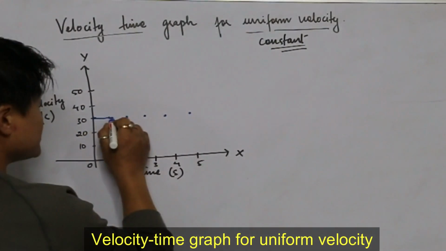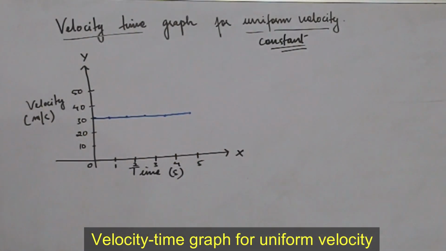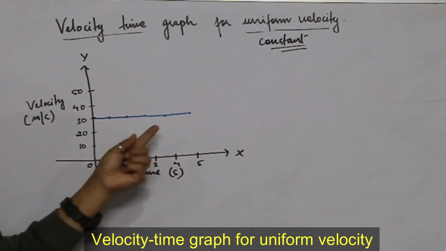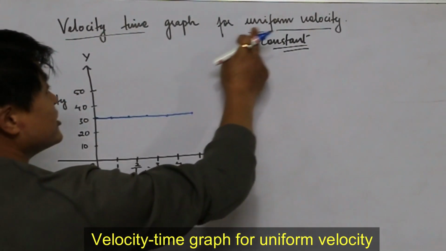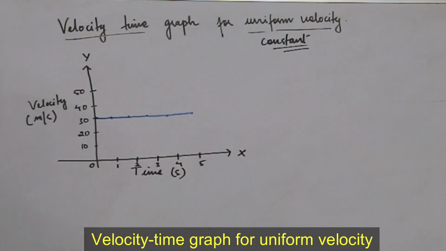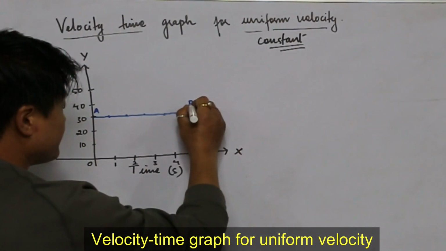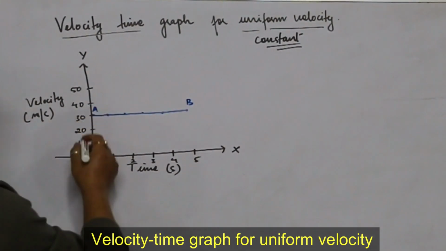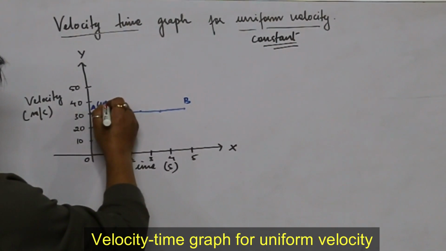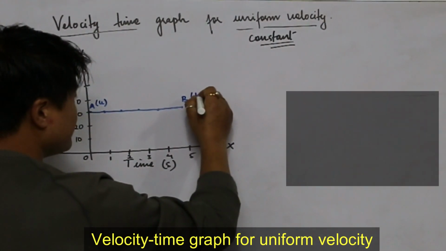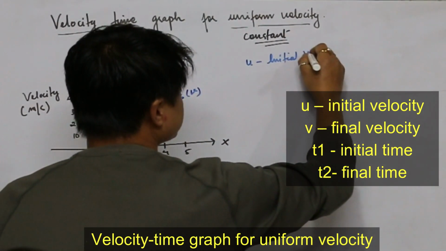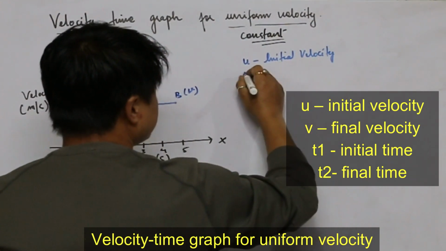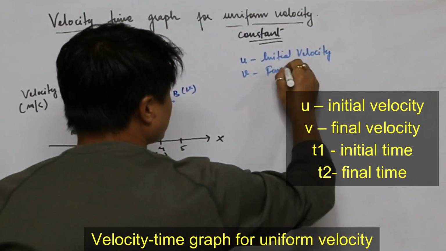If we join these points, we get a straight line, and we can easily see that this line is parallel to the x-axis. Velocity time graph for uniform velocity is a straight line parallel to the x-axis. Consider this position as A, and this as B. Here the initial velocity of the body we consider as u, and the final velocity of the body we consider as v. So u is your initial velocity and v is your final velocity.